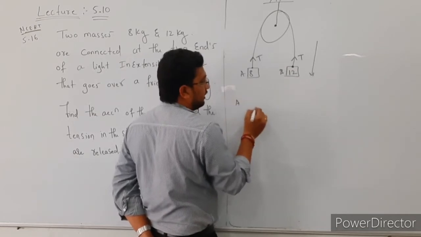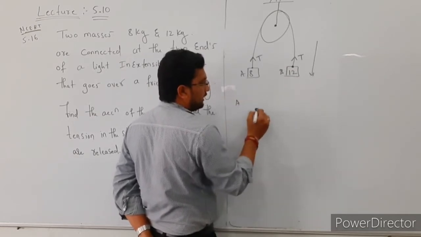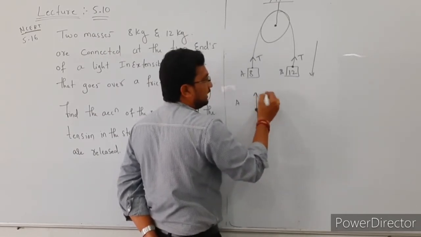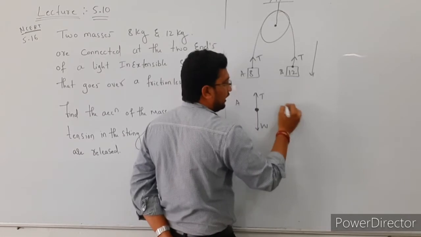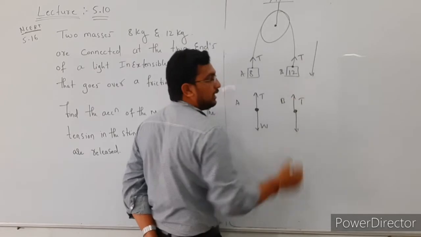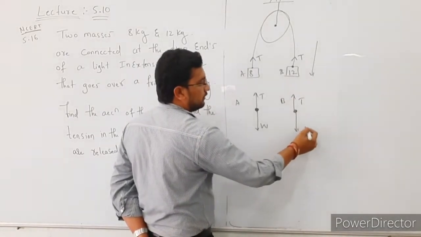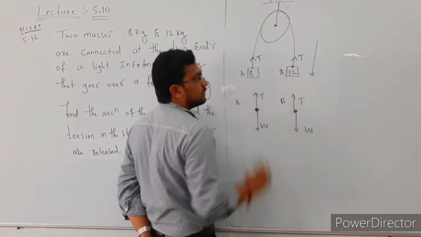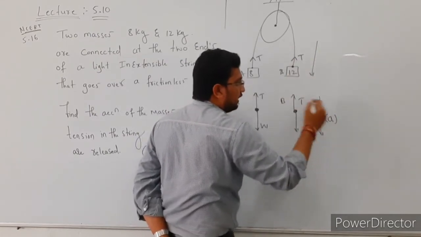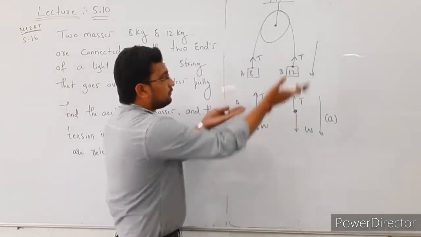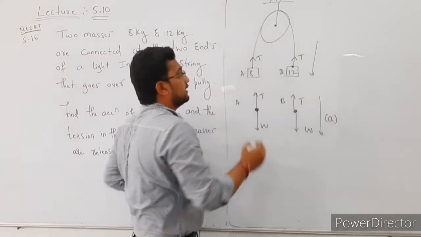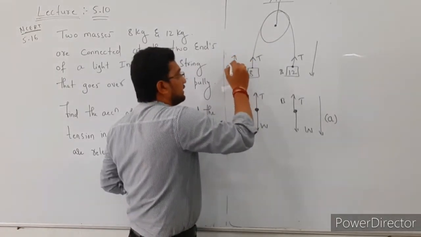For the A body, consider this a point object, and here the weight is acting in the downward direction. At the same time, the tension is acting in the upward direction. For the second body B, the weight is acting in the downward direction and the tension is acting in the upward direction. Here the weight of the second body is more compared to the first body, so this system is moving in this direction. This is the direction of acceleration, and this body is moving in the upward direction.